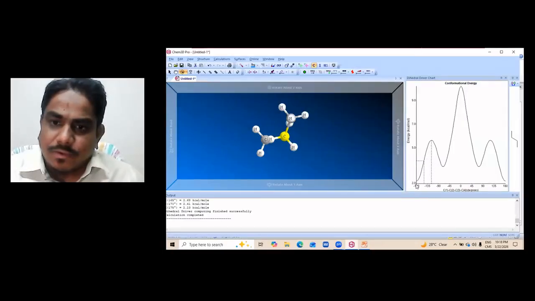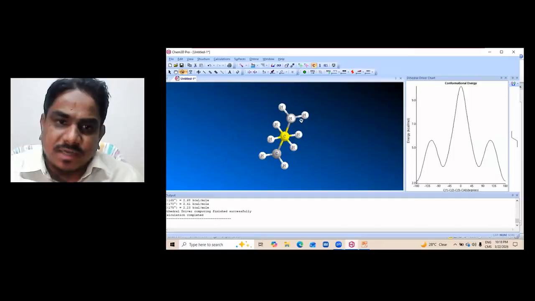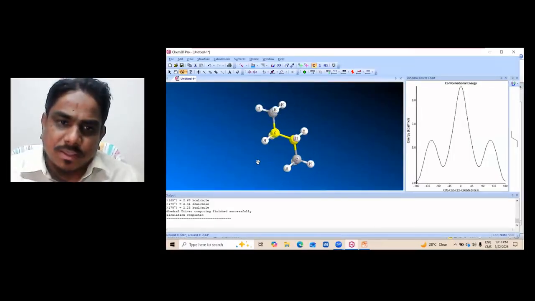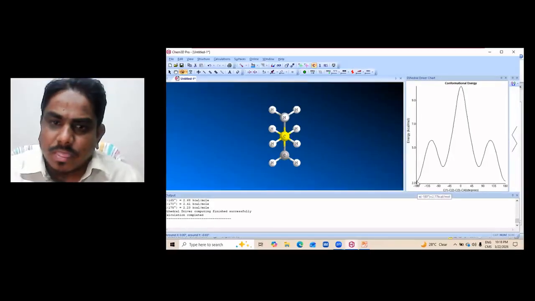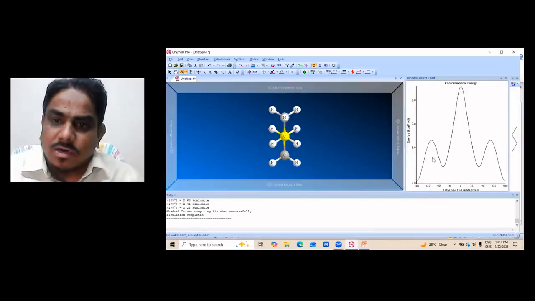So further we are rotating the carbon-carbon single bond by about 180 degrees. Then we observe that these two methyl groups are opposite to each other. So the energy of that conformation is 0 kilocalories per mole. So this is the n-butane. So we will revise all the conformations.